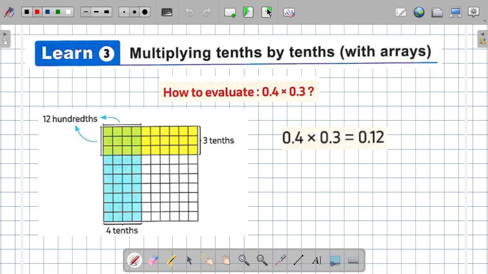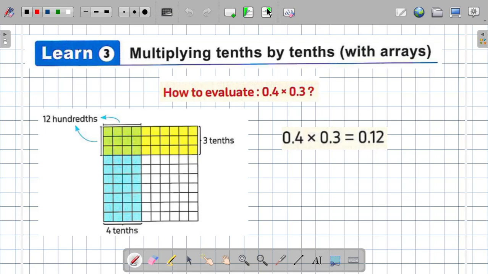The third part of our lesson today is how to multiply a tenth by a tenth. If I have an example like this, 0.4 by 0.3, or 4 tenths by 3 tenths, we will use the first way today, and we will continue in the next lessons with other ways. Our way today is by grids, or arrays.